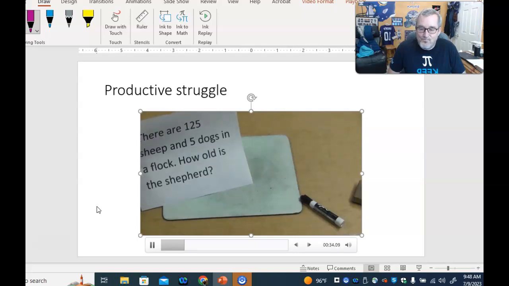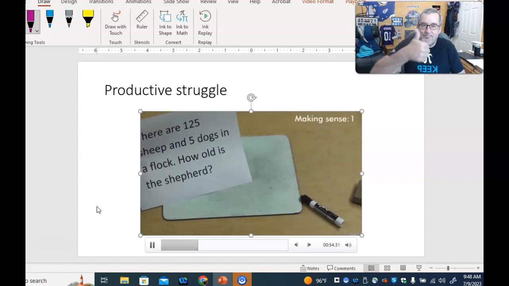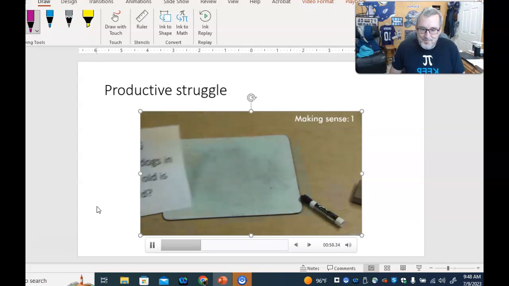I don't know how to solve this. Why is that? Because it doesn't talk about anything about the shepherd. Like, it doesn't say how old, or how long he's had them or anything. So it doesn't give me any hints about anything. We got one. Okay. Thank you very much.